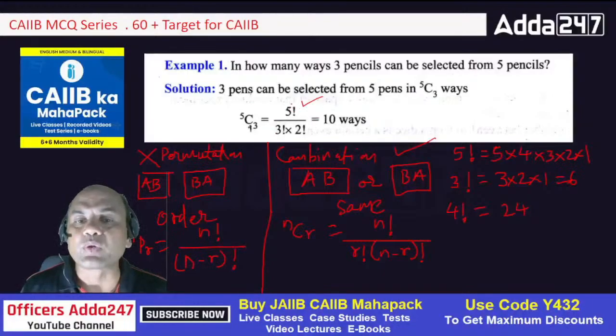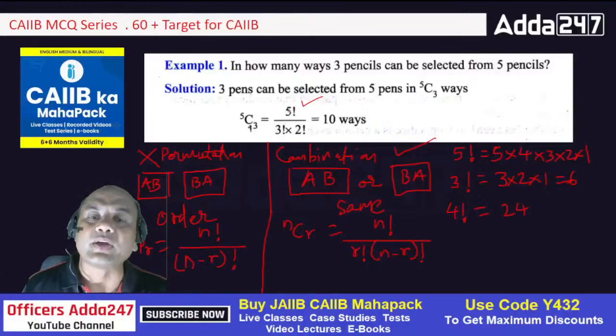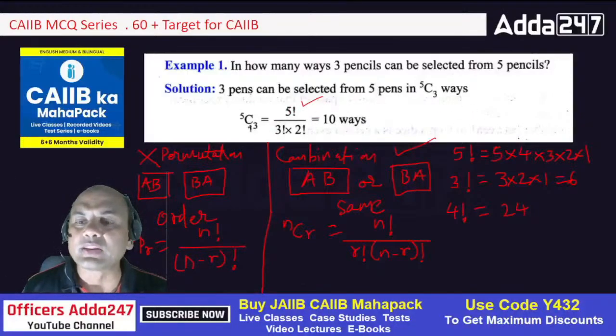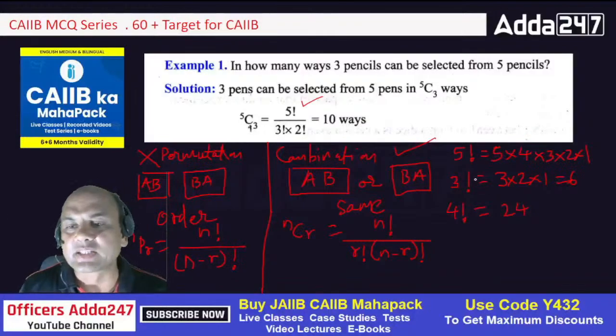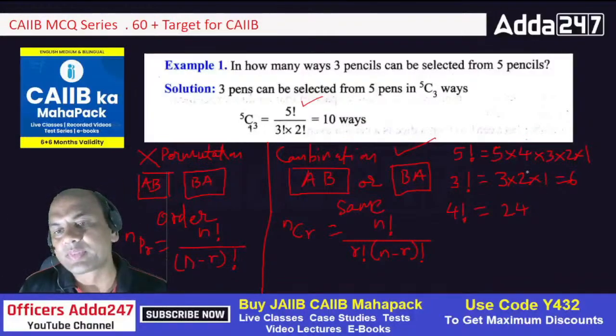But over here, how do I calculate? Do I calculate 5 into 4 into 3 into 2 into 1? All these? No. What will I do? See this. 3 factorial means what? 3 into 2 into 1. 5 factorial means what? 5, 4, 3, 2, 1.